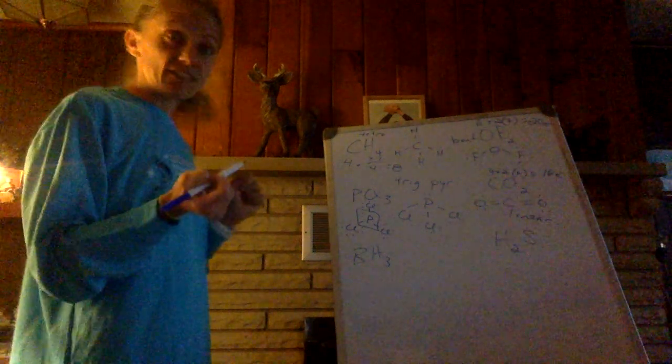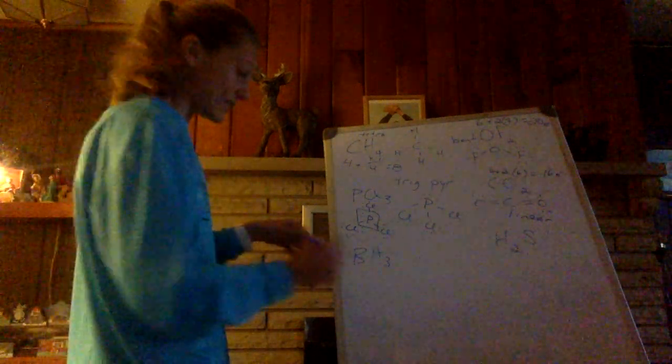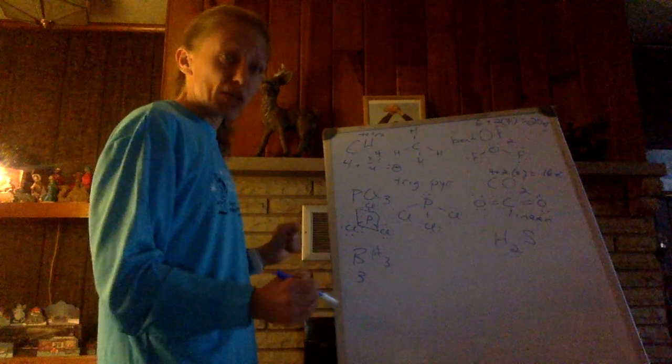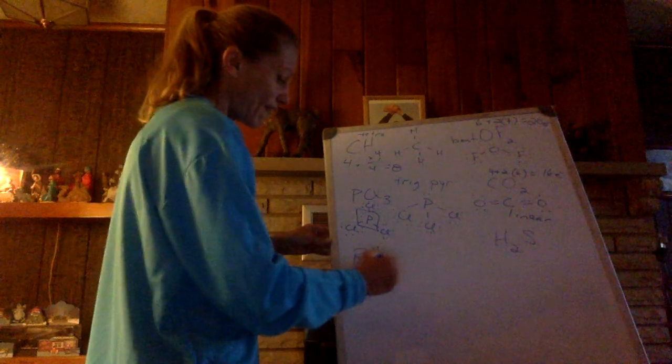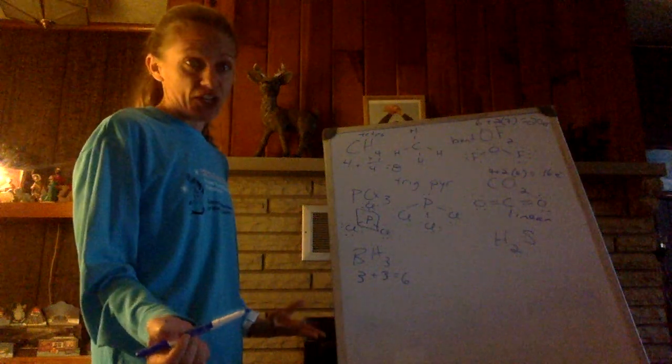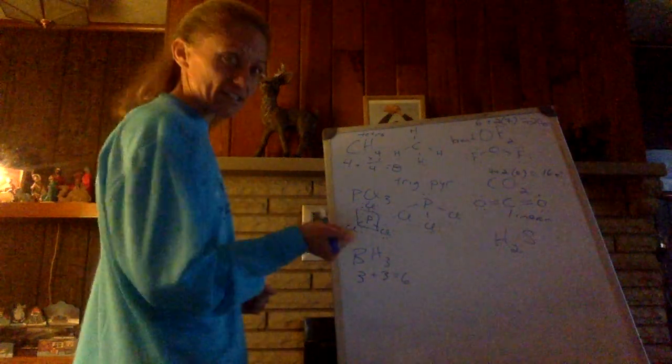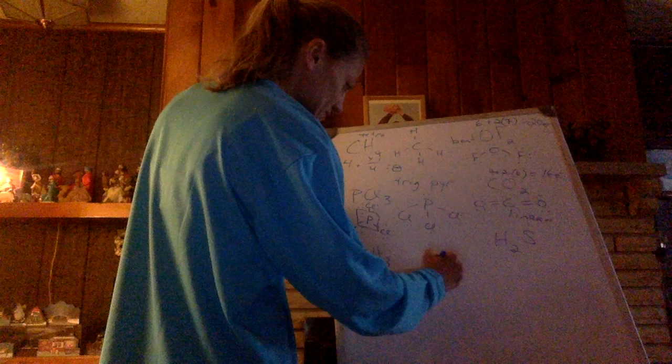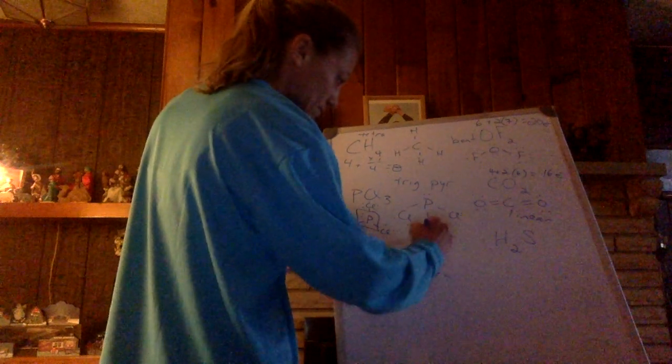BH3, easy electron count, like super easy electron count. Boron gives me 3, it's in group 13. Each hydrogen gives me 1 for 6. That's about as easy as you can get. Remember boron, the 3-legged dinosaur? Boron says only make 3 bonds.